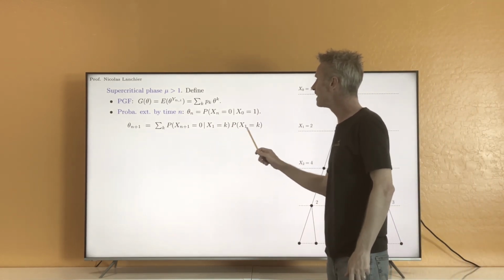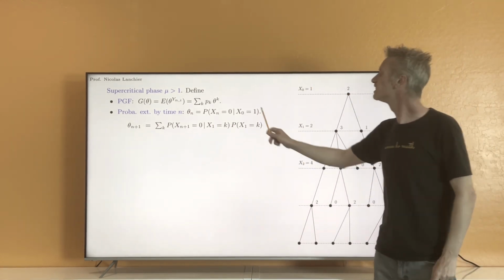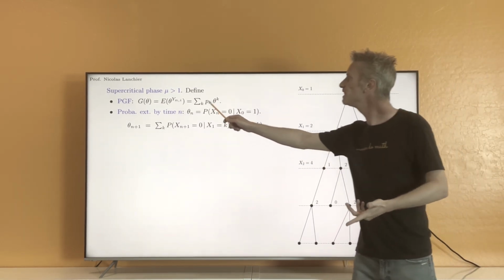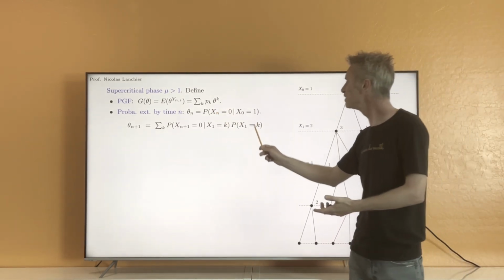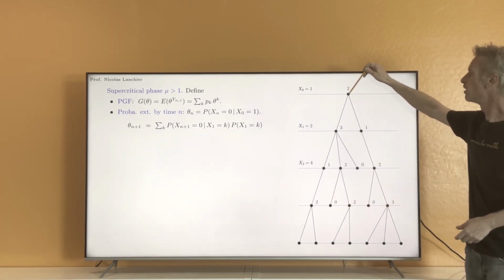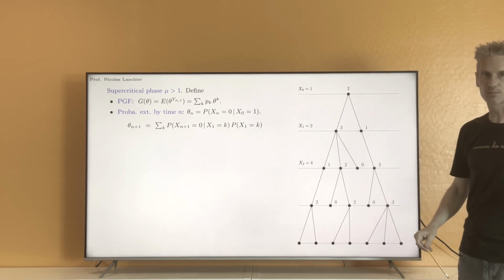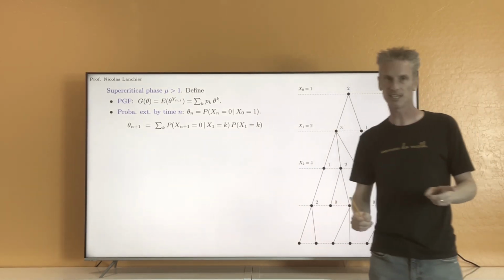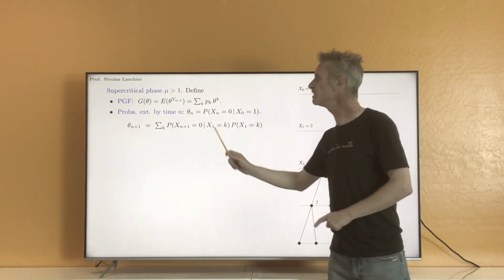What is the probability that X1 equals k, given that X0 equals 1? Well, that's just pk. By definition, that is the probability that this first individual gives birth to k offspring. That happens with probability pk. So this probability is just pk. Now this conditional probability is more interesting.